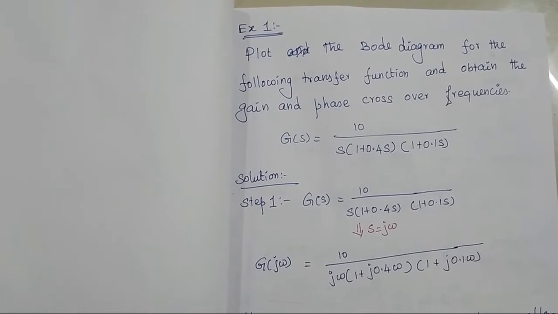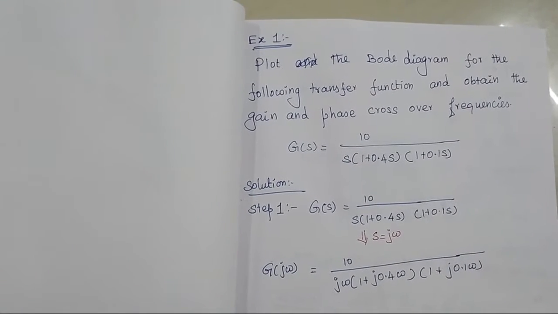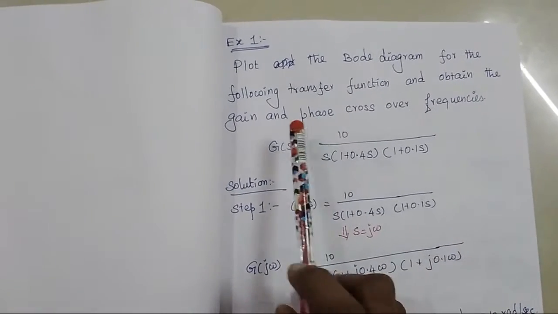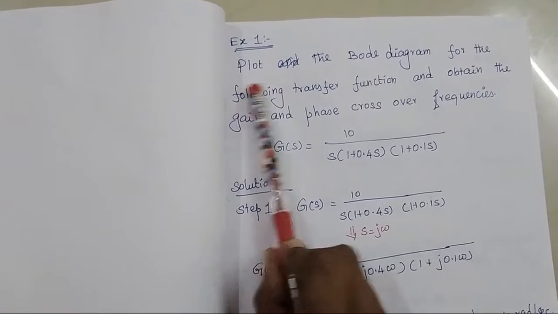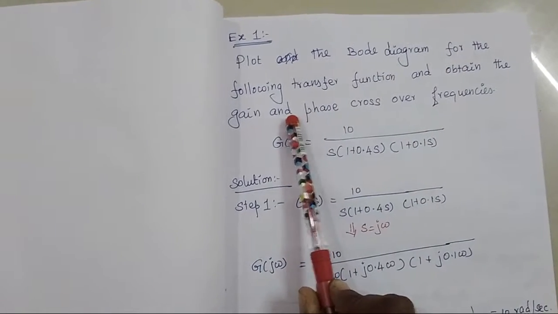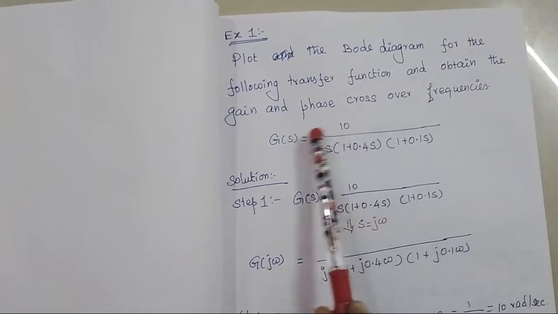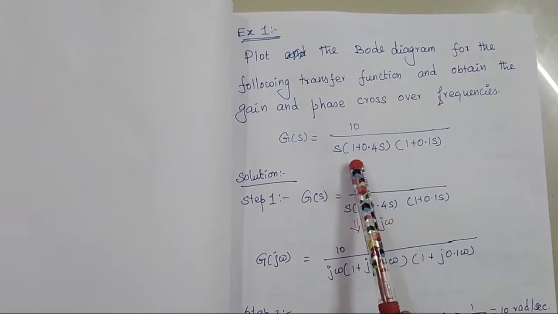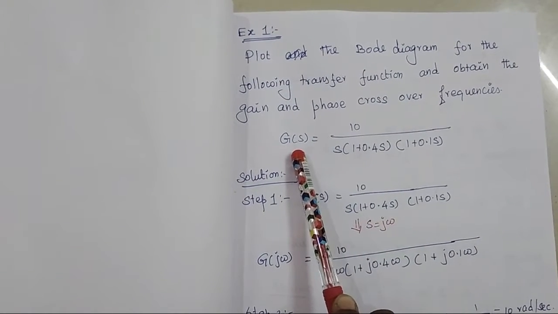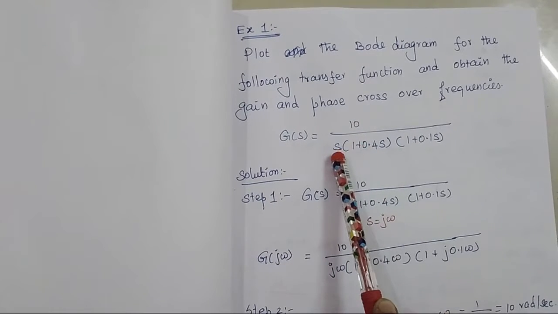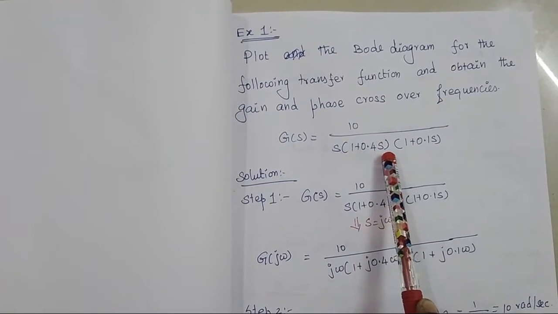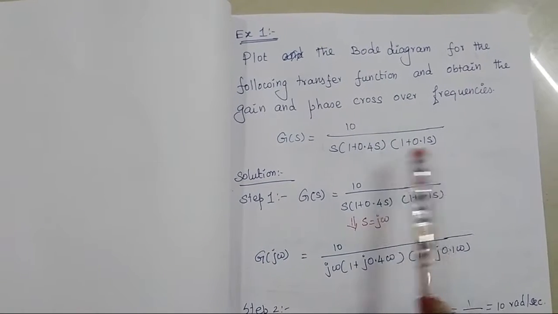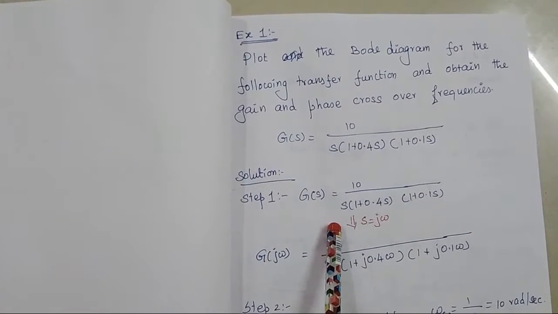So, as per the question given, the first exercise with a Bode diagram is: plot the Bode diagram for the following transfer function and obtain gain and phase crossover frequencies. The given transfer function is G(S) = 10 / (S (1 + 0.4S)(1 + 0.1S)). So, proceed with the solution part.